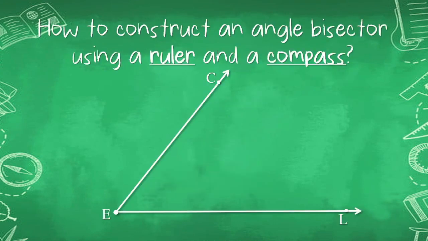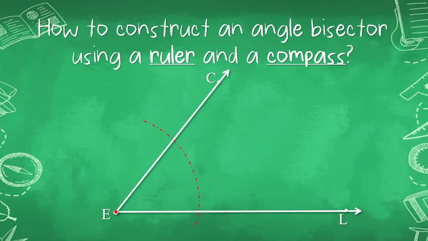Normally, we can use a protractor to measure an angle and divide it into two congruent parts. But how are we going to construct an angle bisector using a ruler and a compass? The most important part of this procedure is by locating the interior point that will be connected to vertex E.